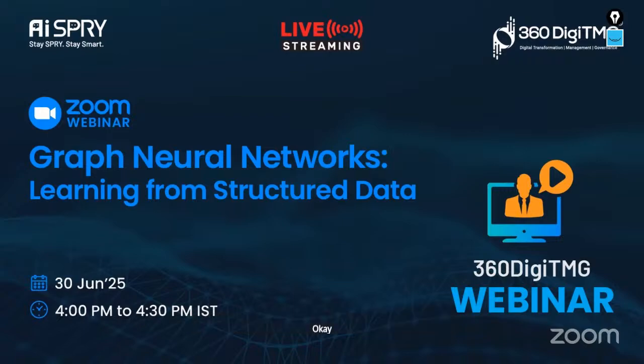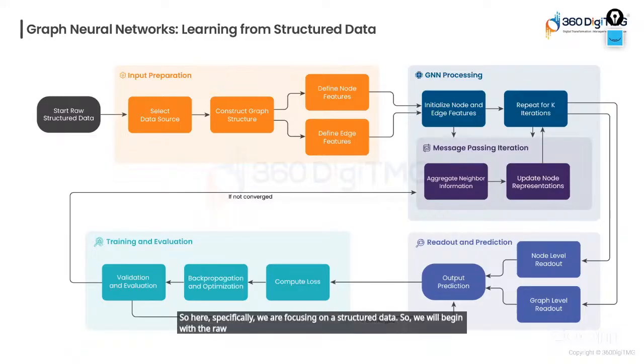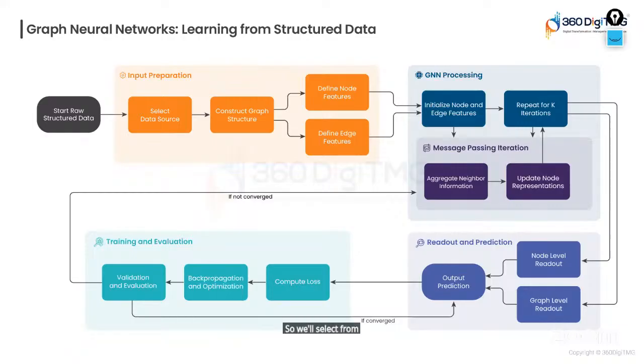Okay, so let's walk through the architecture diagram. Here we have the architecture diagram for this graph neural network, and specifically we are focusing on structured data. We will begin with the raw structured data, which may be in the form of CSV, stored in our databases, or stored in our data warehouses. We'll select where to take that particular data and ingest it. Then we will select the data sources. Now, what are these data sources?